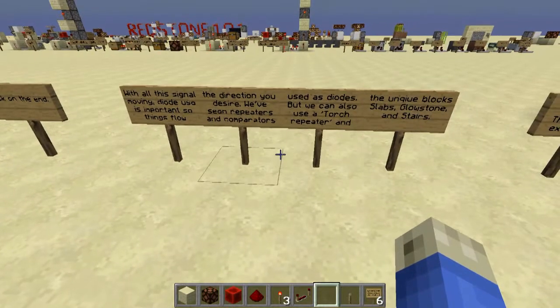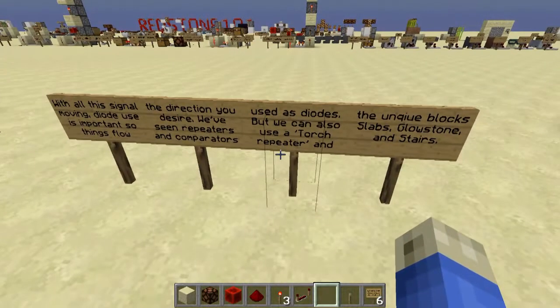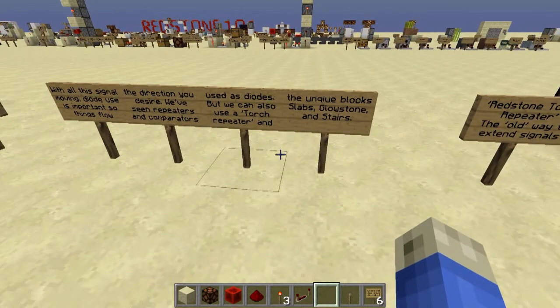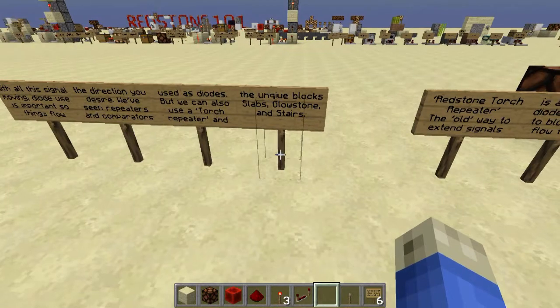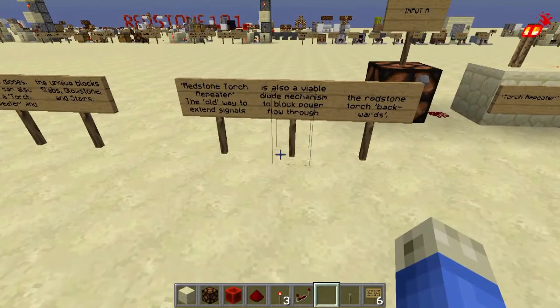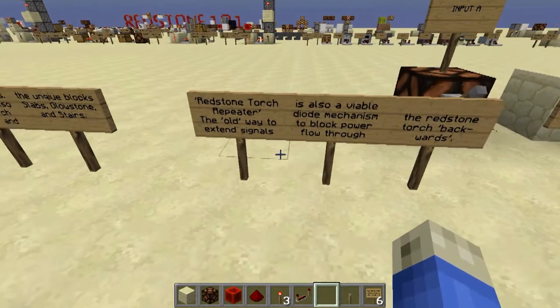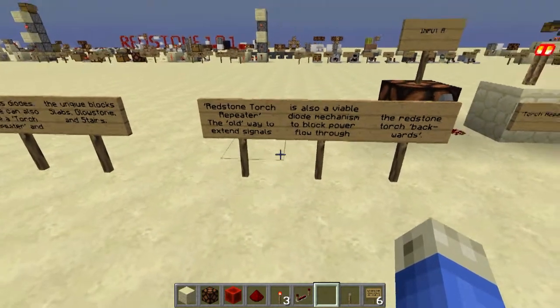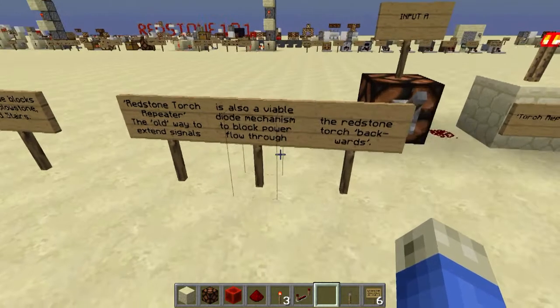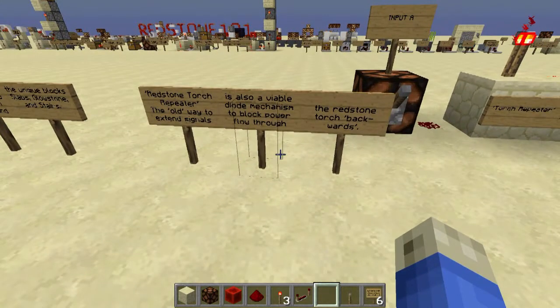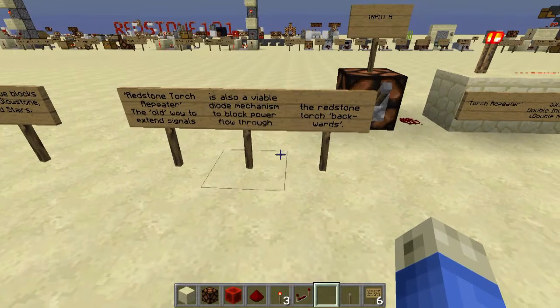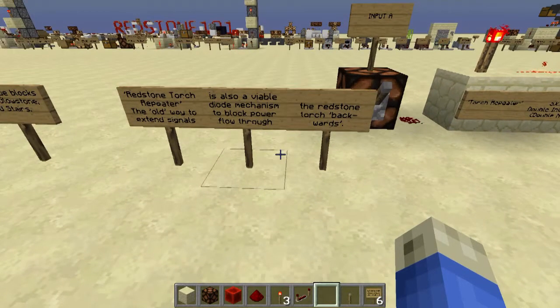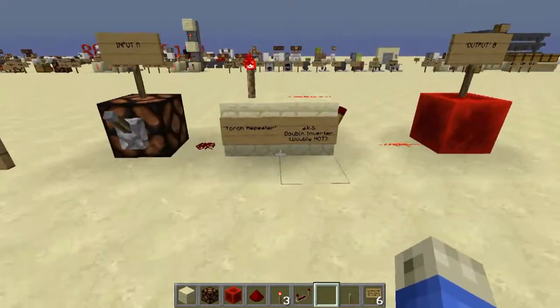We don't want gates to have input signals polluting their output lines. Now, we've seen repeaters and comparators used as diodes before, but we can also use a torch repeater and the unique blocks: slabs, glowstone, and stairs. So first up is the torch repeater, the redstone torch repeater. Before the repeater block was in play, this was the only way to extend redstone signals beyond their 15 block limit. But it also acts as a viable diode mechanism, as with the redstone torch attached to a block.